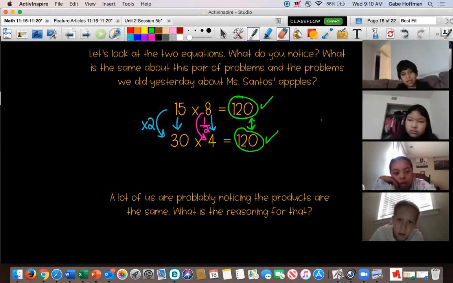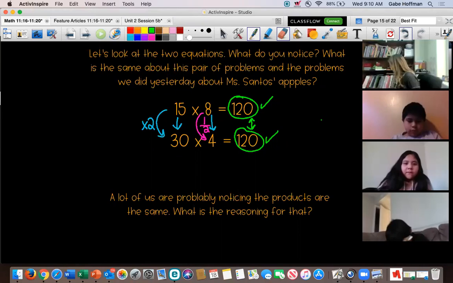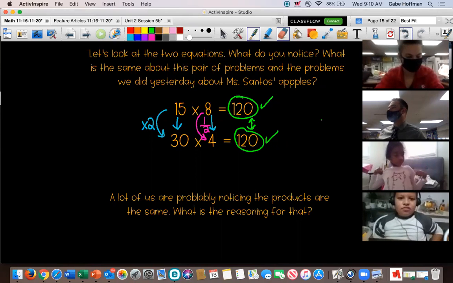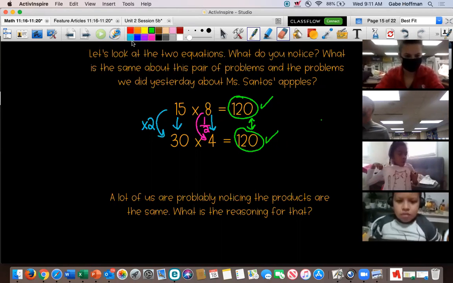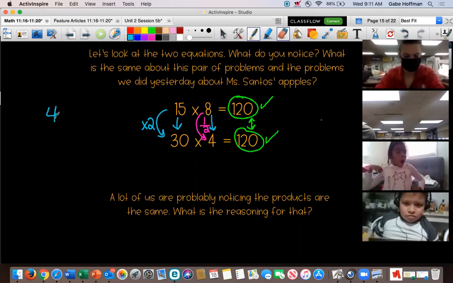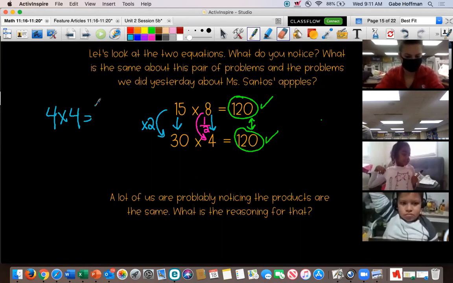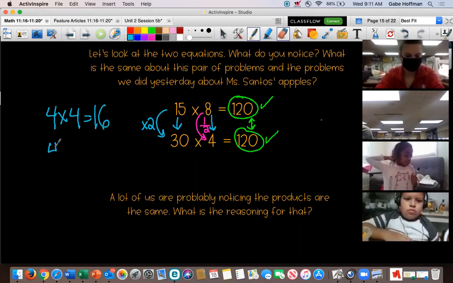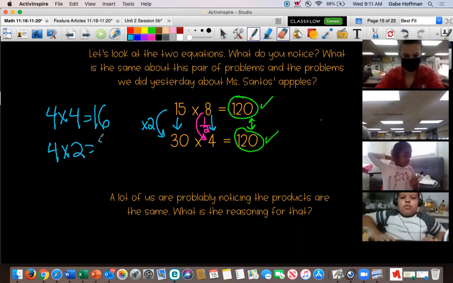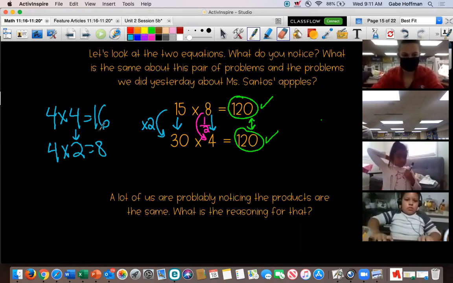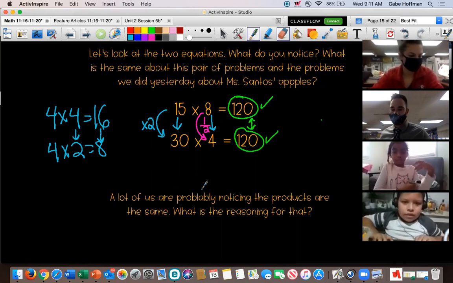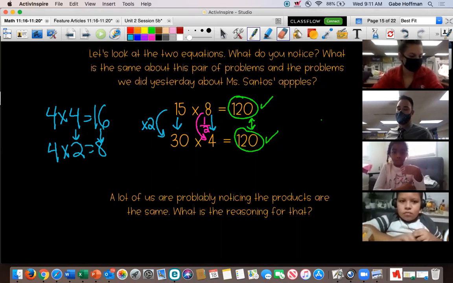Eric, what happens if we have one factor and we double it? Nope. So let's say, hang on, I'm going to write over to the side. Let's say we had 4 times 4 equals 16. What happens if we have one of those and make it 4 times 2 equals 8? When we halve one factor, what happens to our product? We cut it in half. Yep. So when you cut one factor in half, you cut the product in half.